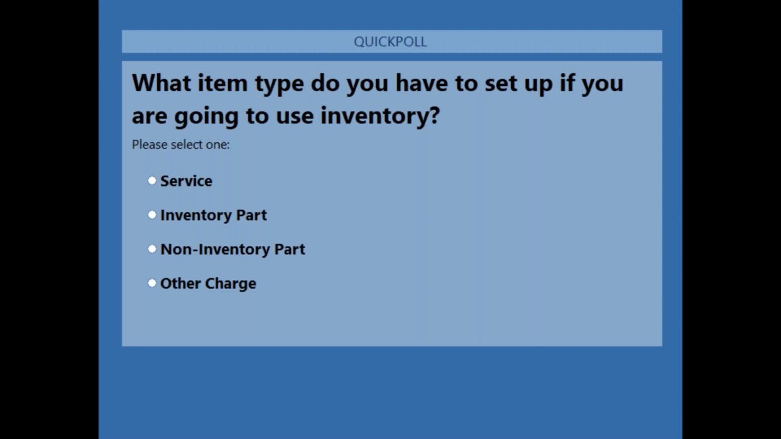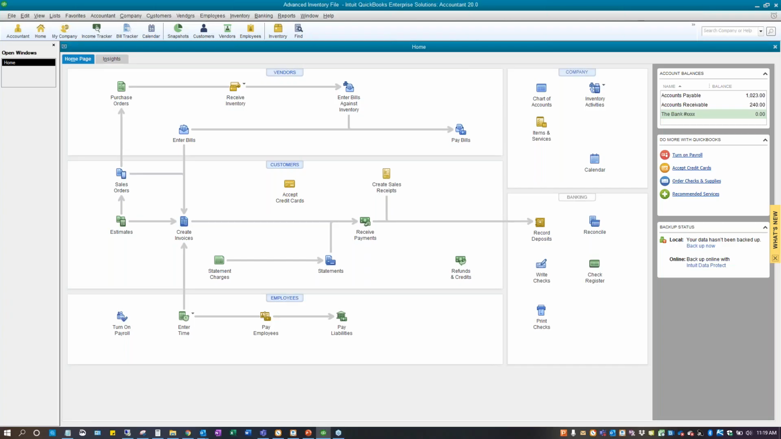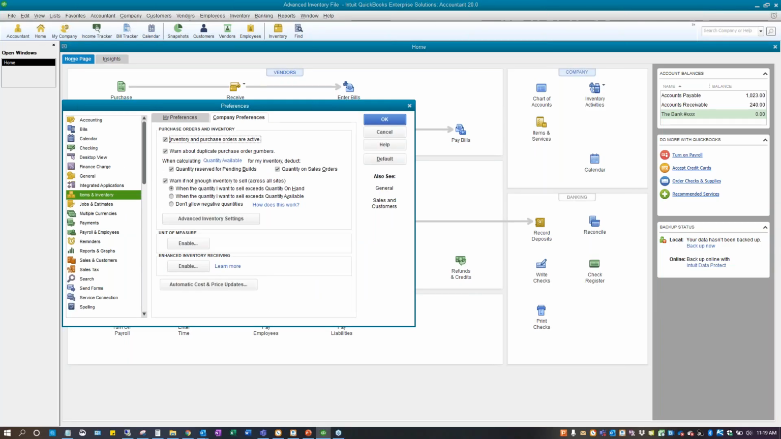So it looks like the votes are coming in unanimously as inventory part. I think that's what everyone is answering. All right. People are paying attention so far, right? Yeah, love it. I'll give just a couple more seconds for a few more people to have a chance to answer the poll, and then we will hop into QuickBooks with you. All right, so I will close the poll and let you take it away.